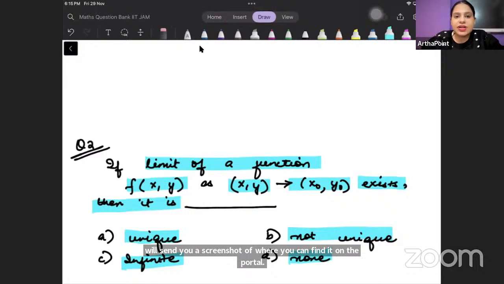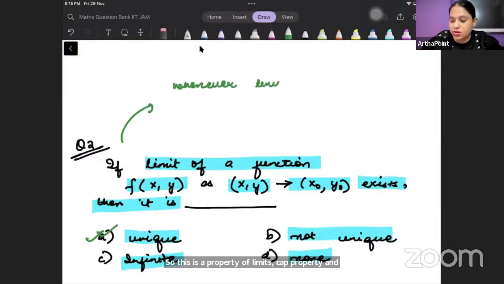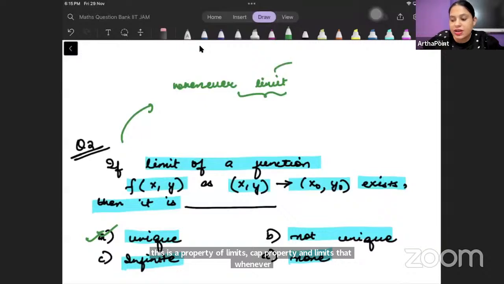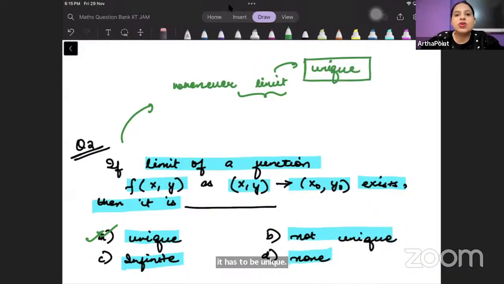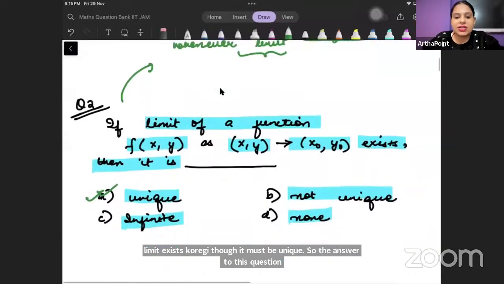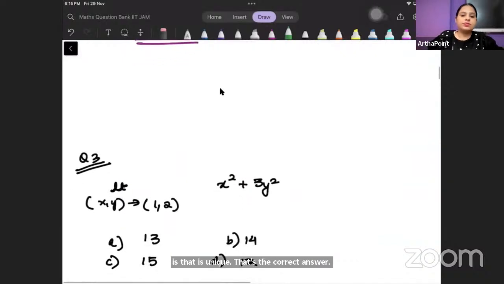Okay, that is correct, beta. The answer will be A, unique. So this is a property of limits. What is the property of limits? Whenever we talk about the existence of limit, it has to be unique. अगर limit exist करेगी तो it must be unique. So the answer to this question is unique. That's the correct answer. Okay, try the next one.